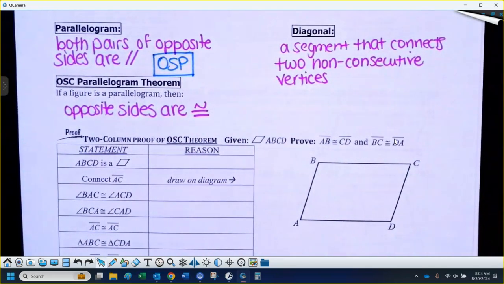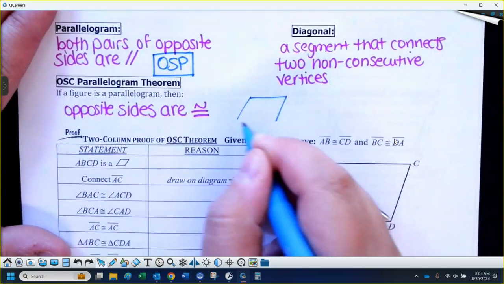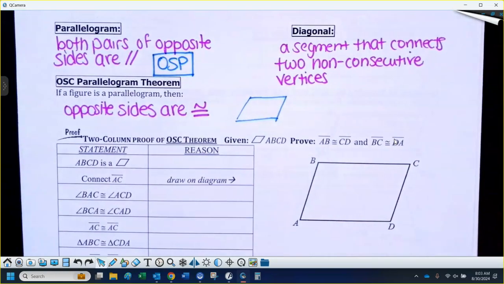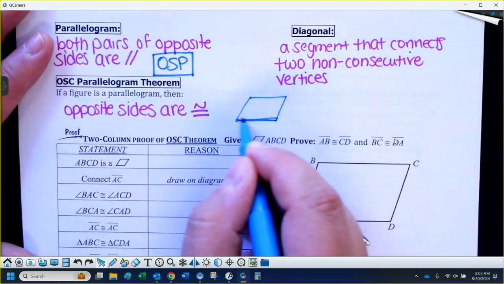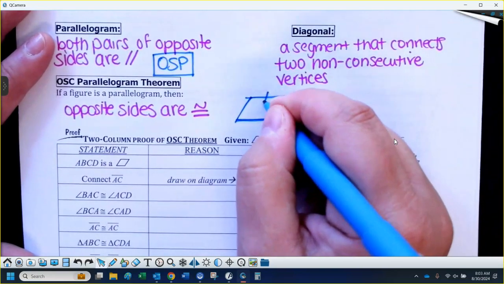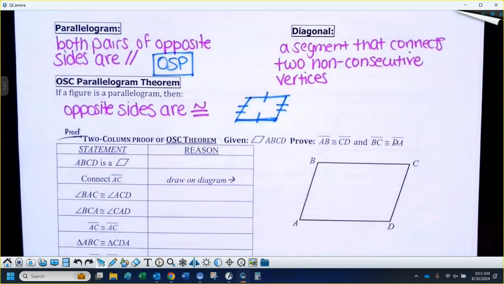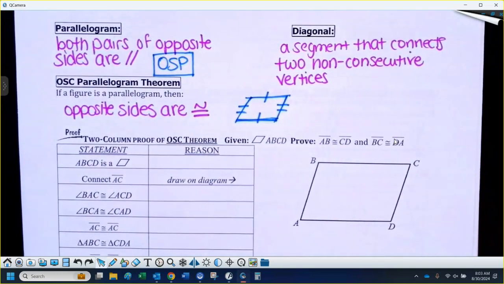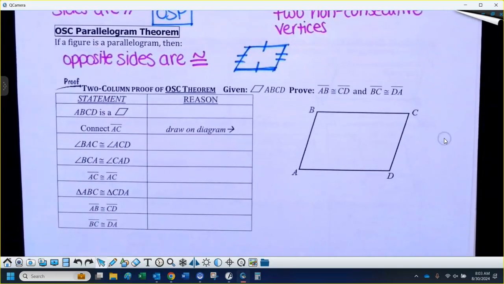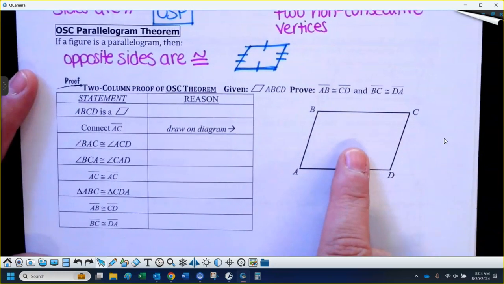And let me draw you a tiny picture for what this would mean. Pretend that's a parallelogram. Opposite sides are congruent. So the top and the bottom would be the same length, the left and the right would be the same length. That's what that property would be. I'm going to prove it to you real quick here. I'm going to use this little diagram to help us do it. So it says this is a parallelogram.